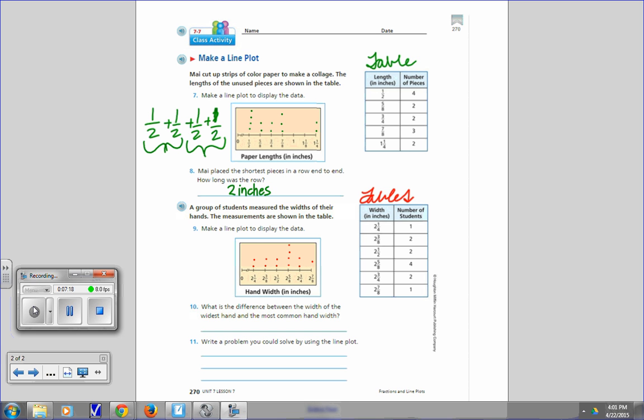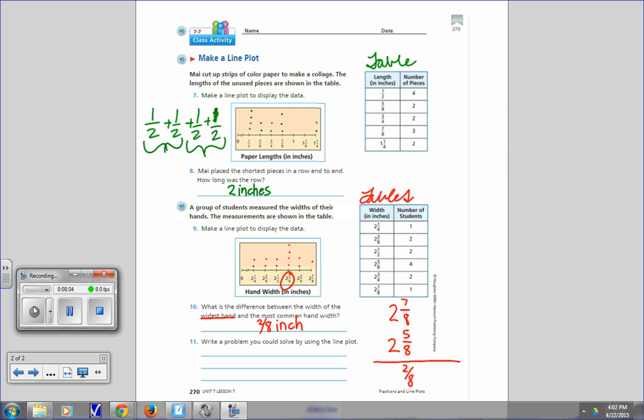What is the difference between the width of the widest hand and the most common hand width? Well, I know the widest is going to be the biggest, so that's 2 7/8. The most common was 2 5/8. So if I'm subtracting, I have a common denominator, so 7 take away 5 is 2/8. 2 take away 2 is 0. So the difference is 2/8 of an inch.